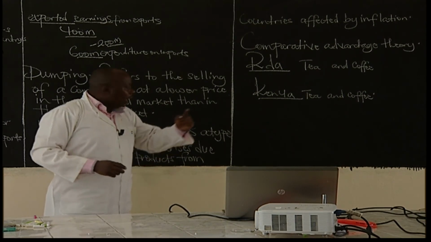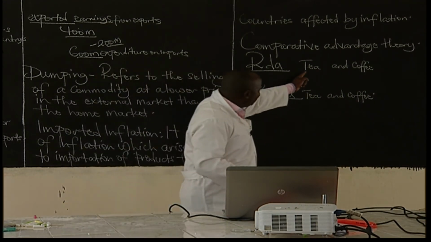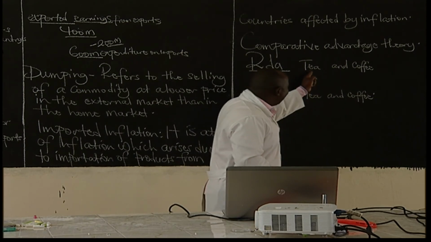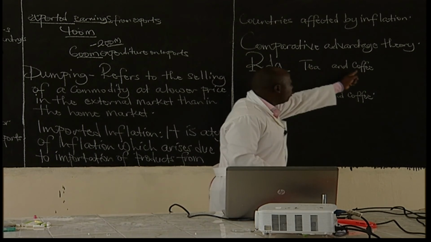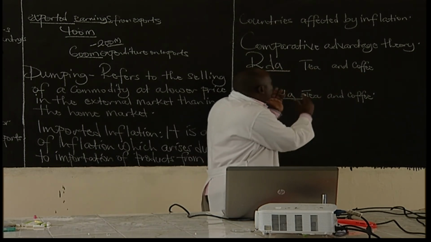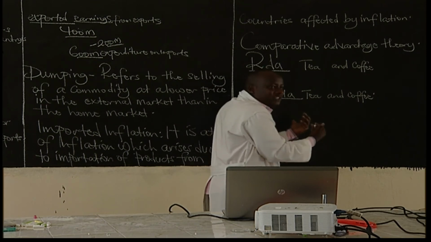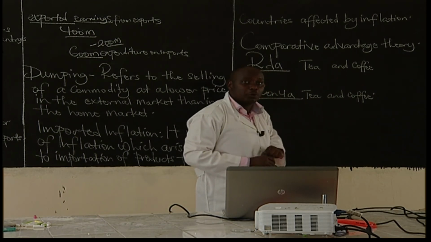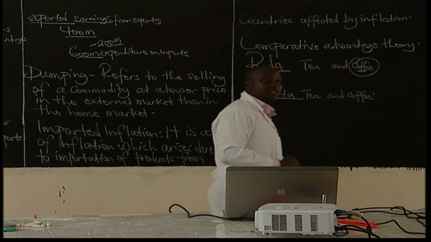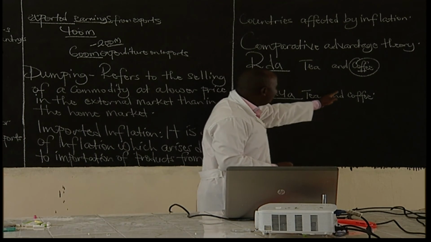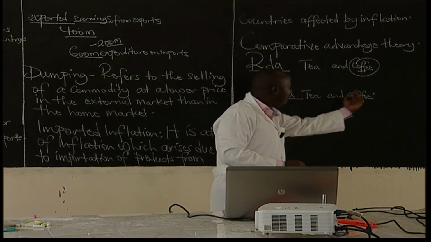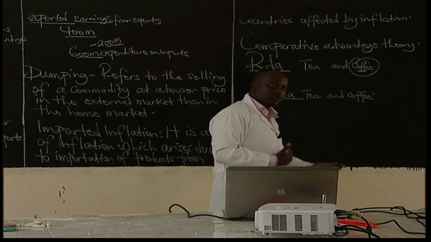Then, if Rwanda is producing both commodities and it incurs less cost to produce tea, and on coffee it incurs a high cost, it is better for Rwanda to specialize in production of tea where it incurs the lowest opportunity cost. Then they forego coffee, which is expensive. Now, the other coffee which is expensive, Rwanda can buy it from Kenya because they are trading together.